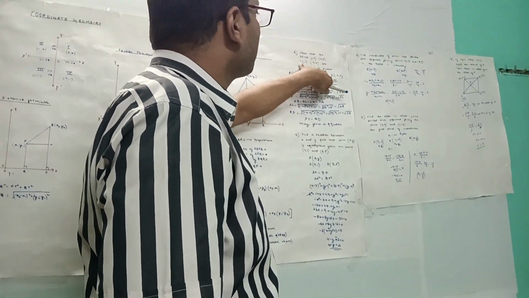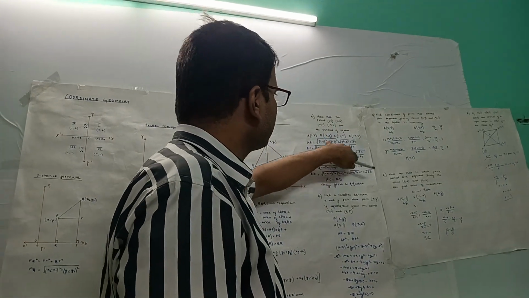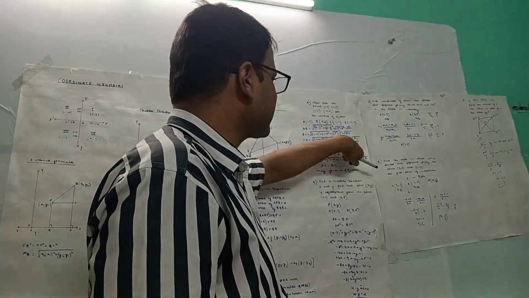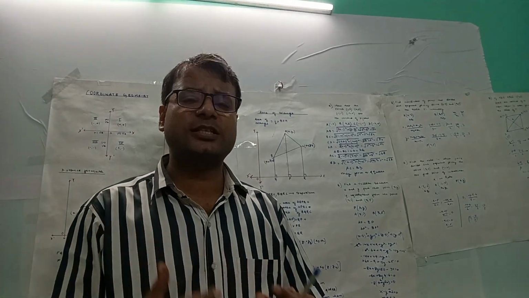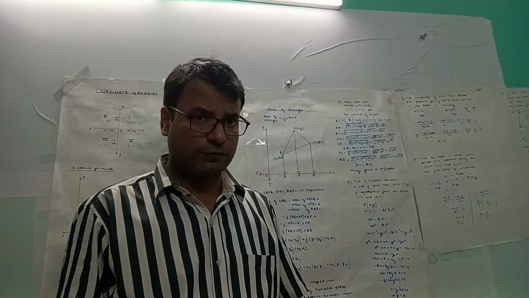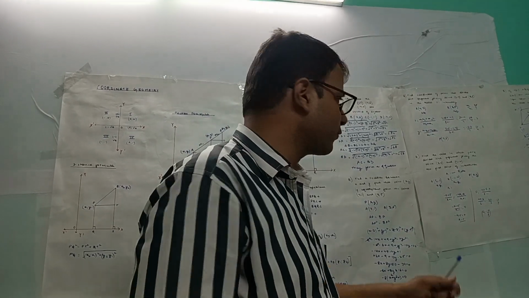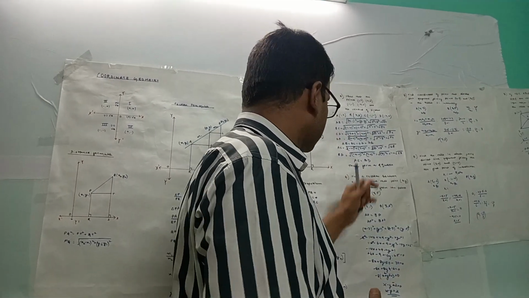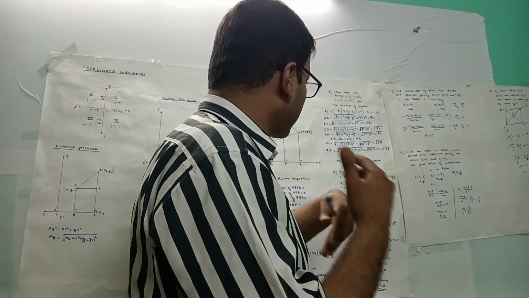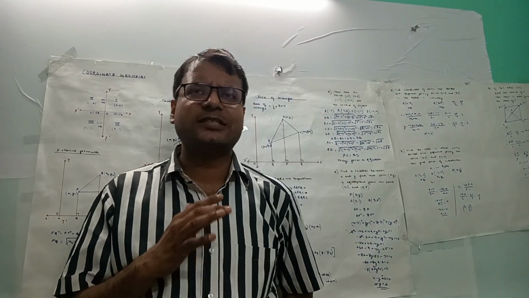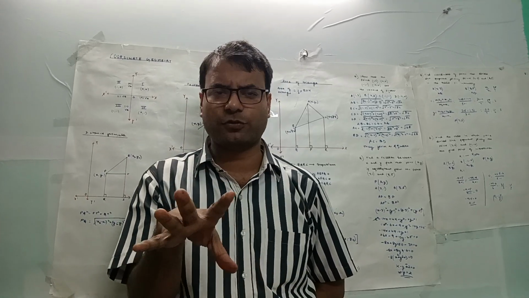BC is square root of (minus 1 minus 4, written as minus 1 minus 2, that is minus 5) the whole square plus (minus 3) the whole square, that is 5 square plus 3 square, 25 plus 9, that is 34. Similarly we will find CD: minus 4 plus 1, that is 5 square, plus minus 3 square, that is 25 plus 9, that is 34.